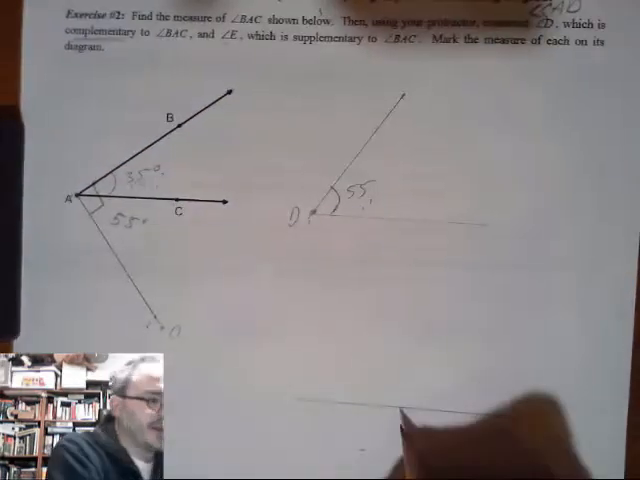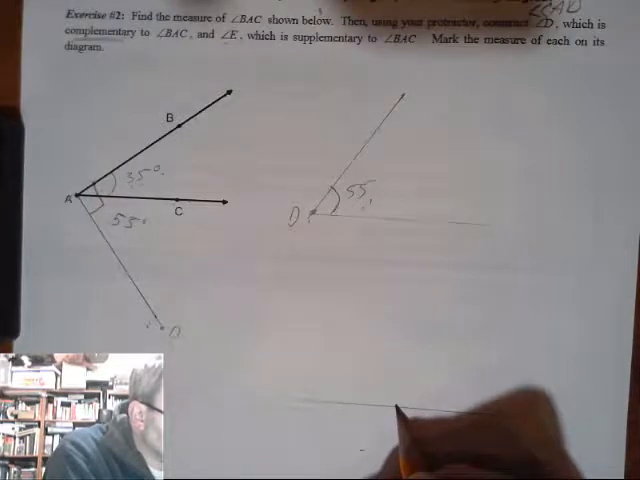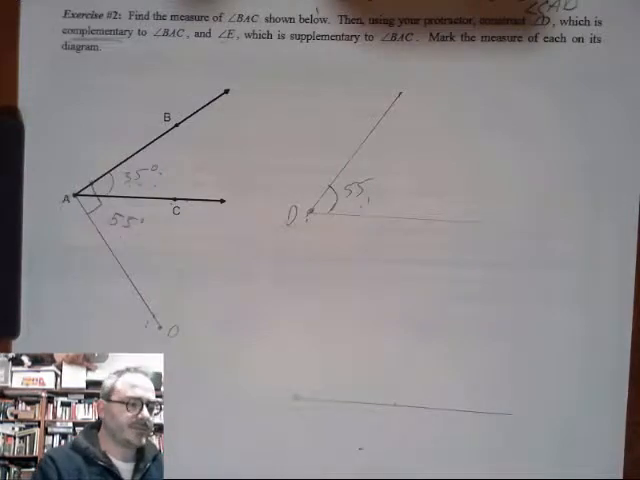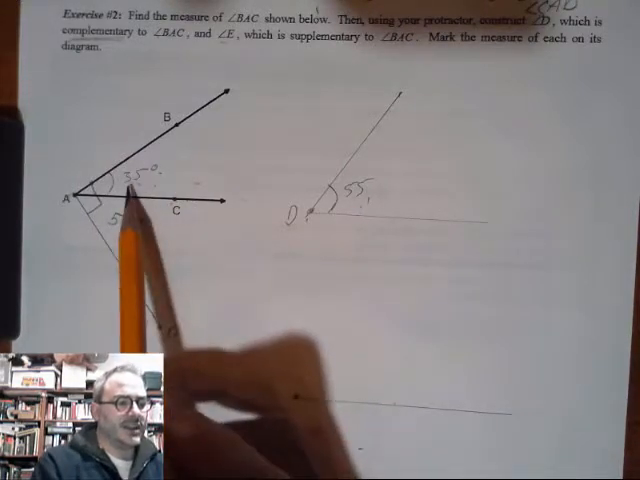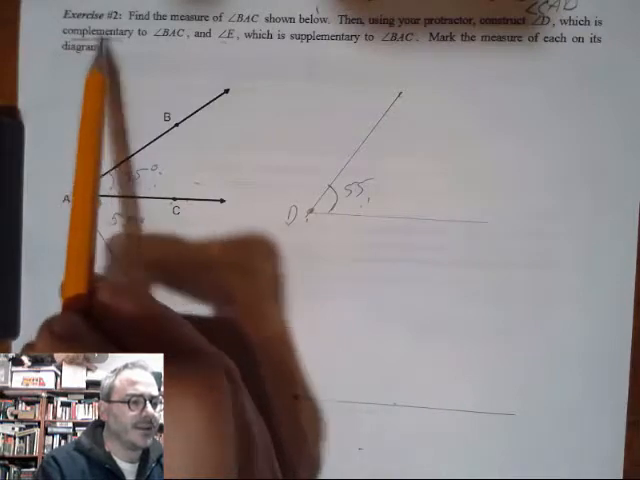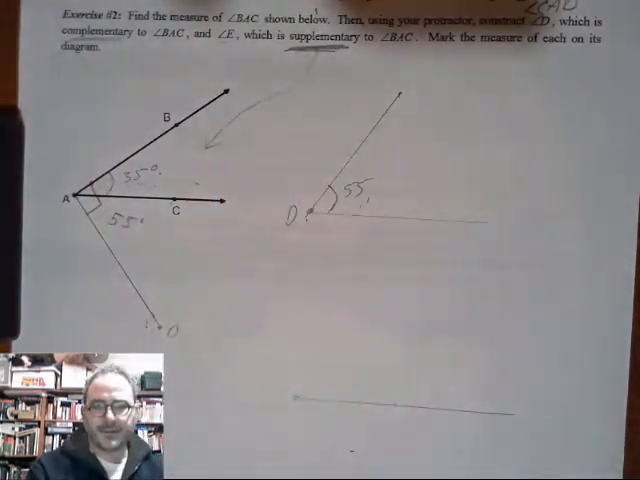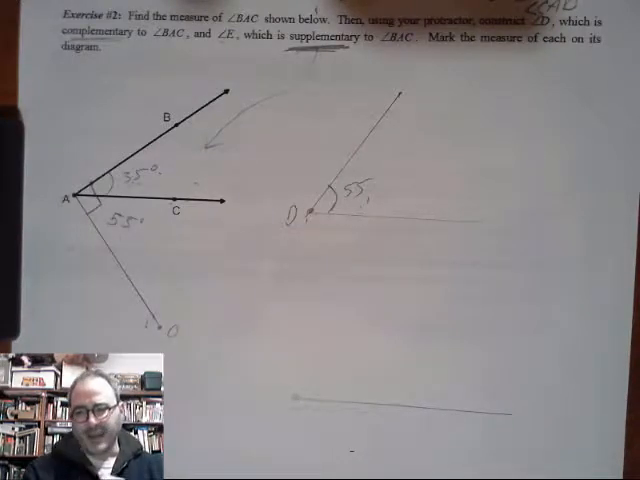All right, so I need to form an angle, and I'm going to put the point here. Make this obtuse. I need an angle which is complementary. Oh no, sorry, supplementary to 35. If two angles are supplementary, they add up to 180 degrees. Let me think about that one more time. If two angles are supplementary, they add up to 180 degrees.